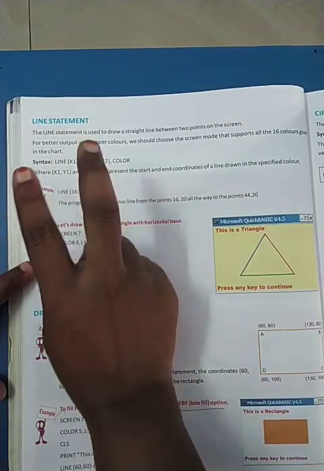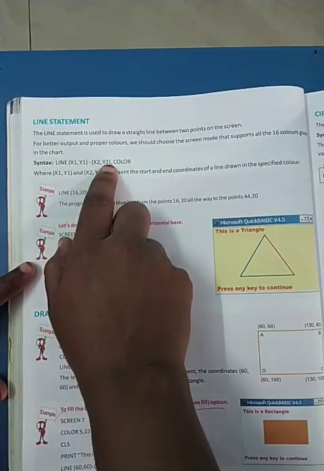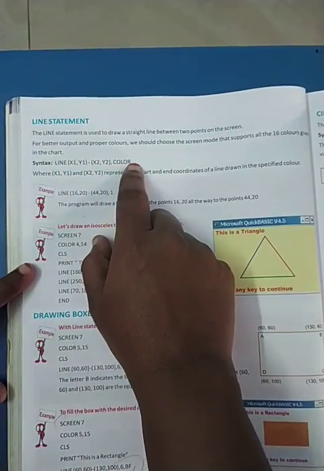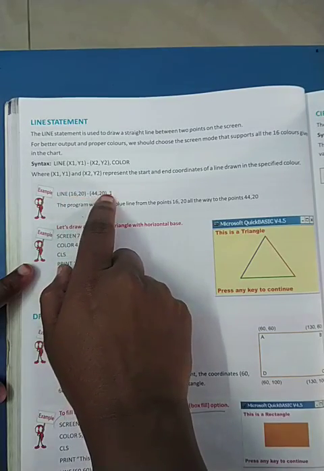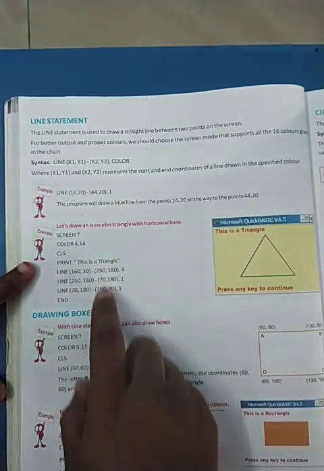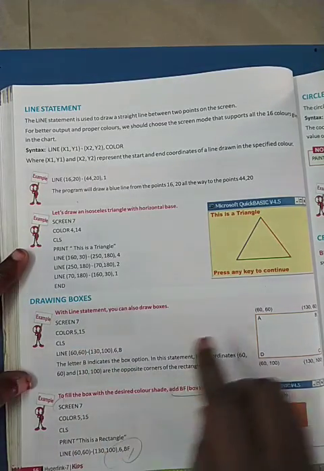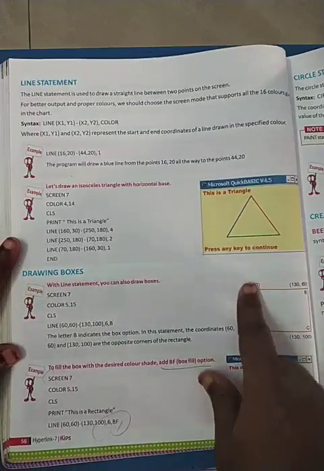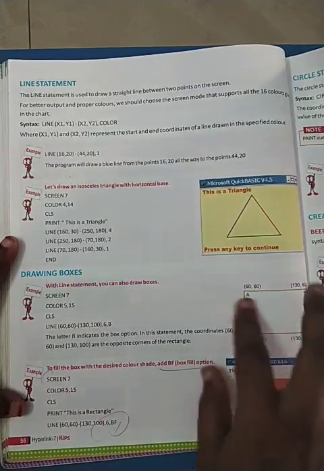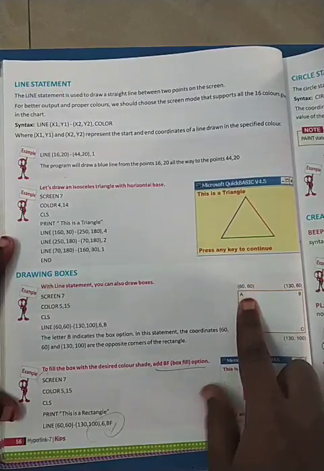For drawing the line, you should have 2 points. So the line from this point to this point, and you should give the color. Which color you want the line? So line from 1620 to 4420 and the color of the line. Okay. Then for drawing the boxes, you should know from which point to which point you should draw. If you give those points, the boxes will be joined.